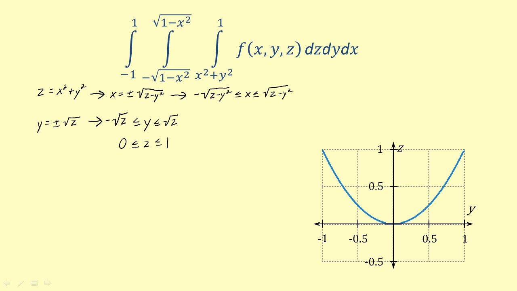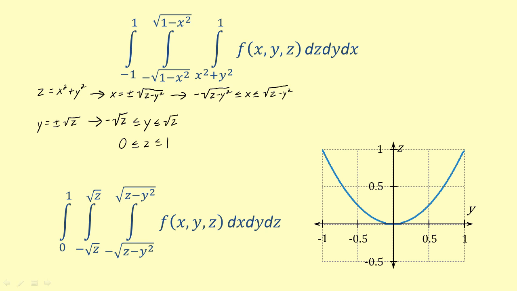Finally, we can apply all of these limits to the iterated integral. That gives us the triple integral from z equals 0 to z equals 1, y equals the negative square root of z to the square root of z, x equals the negative square root of z minus y squared to the square root of z minus y squared of f of x, y, z, dx, dy, dz.